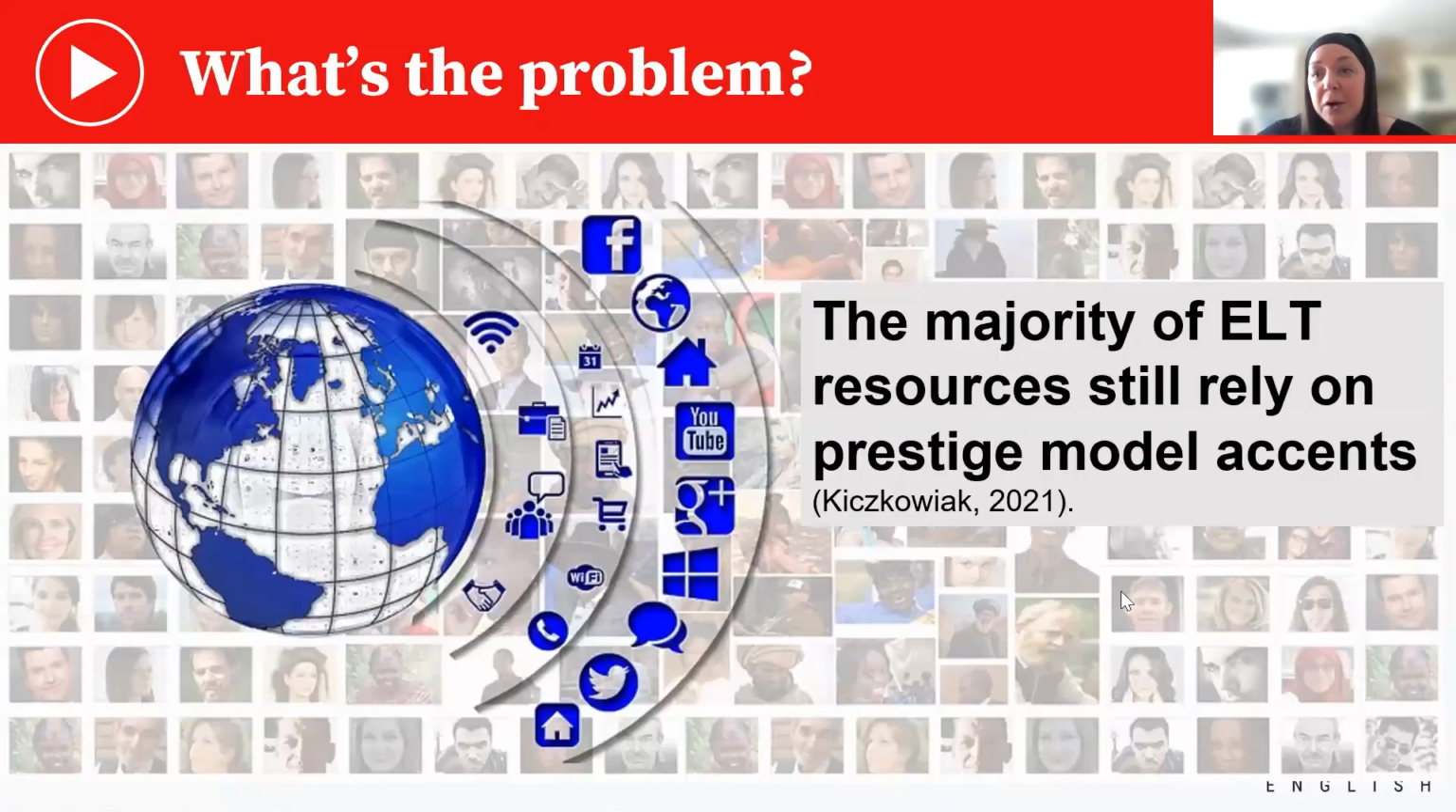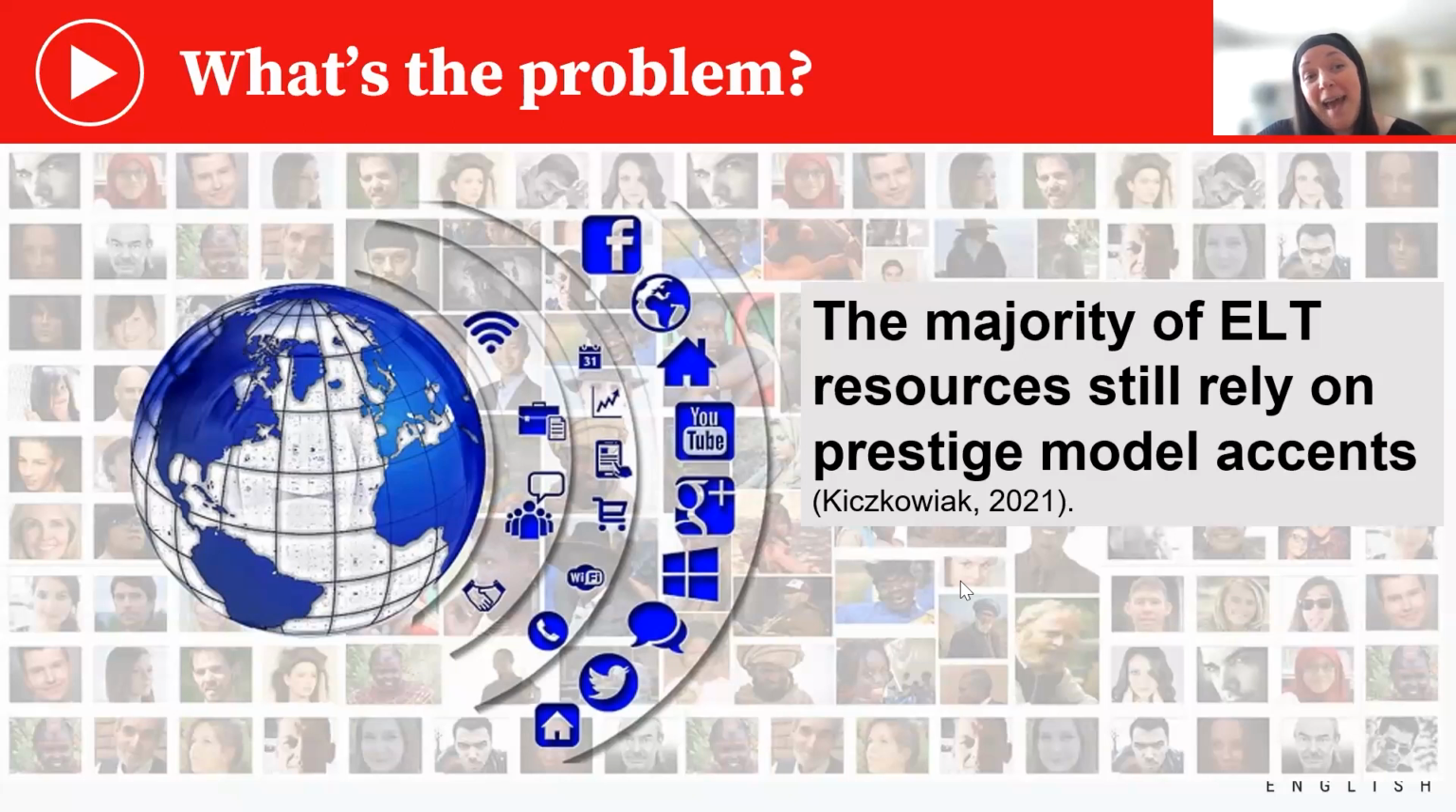As many of you coming here will probably already know, the majority of published resources that are commonplace in English language classrooms and training courses around the world aren't helping us to prepare those people that we saw in that previous picture. They're geared instead to provide us with exposure and tuition in these prestige model accents, either standard British English or general American English.